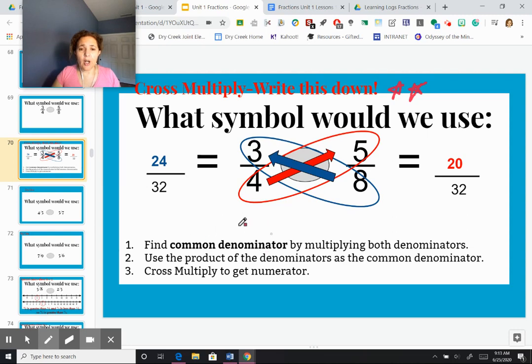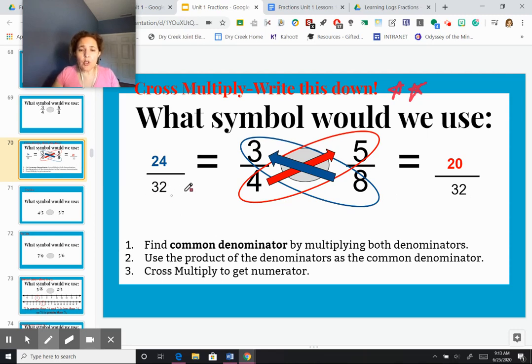I need to find a common denominator. What's my common denominator? The easiest way to find a common denominator is just to use the product of both denominators as the common denominator. So 4 times 8 is 32. So in essence, I am making equal pieces. So I'm making them both into 32. 4 times 8 is 32, my common denominator.